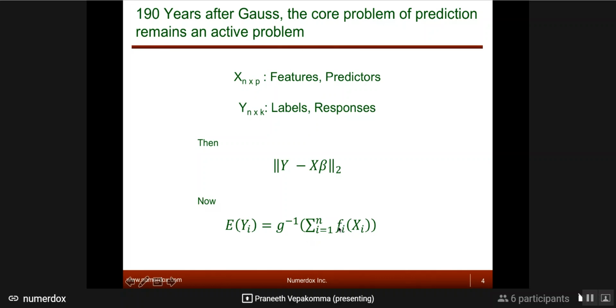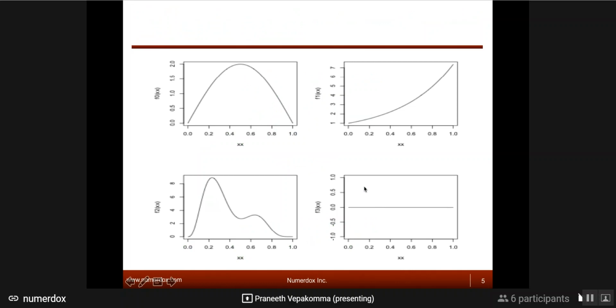But here I'm saying fi is not necessarily linear. It could be a nonlinear function. So let me show some graphics. Say you had 4 input features. This could be the f1 of x1 that I fit. This is f2 of x2. This is f3 of x3, and this is f4 of x4.